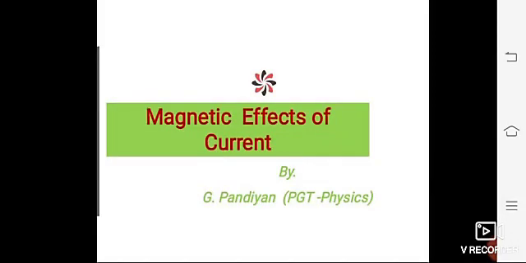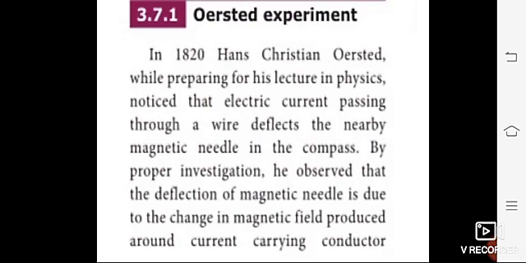Hi students, now I am going to teach magnetic effect of current. The first one, Oersted experiment. In the year 1820, Hans Christian Oersted experimentally observed that when an electric current passes through a wire, it deflects the nearby magnetic needle in the compass.